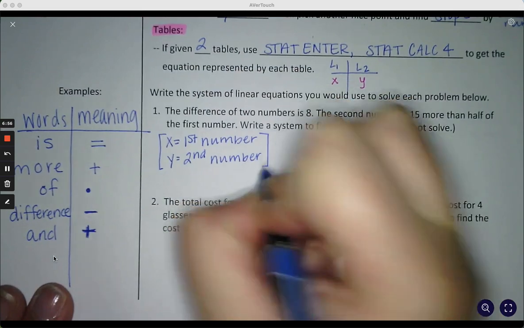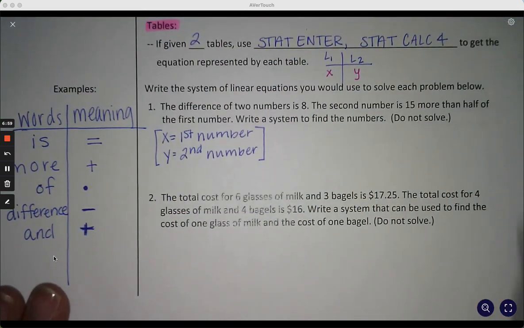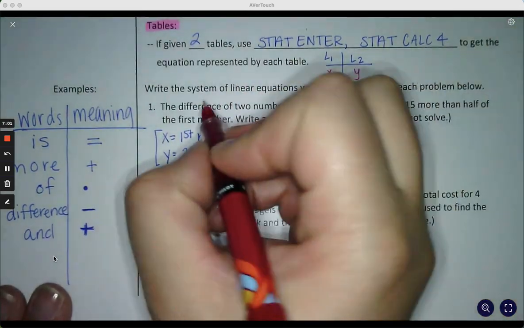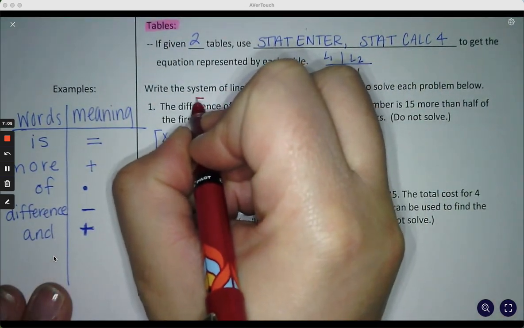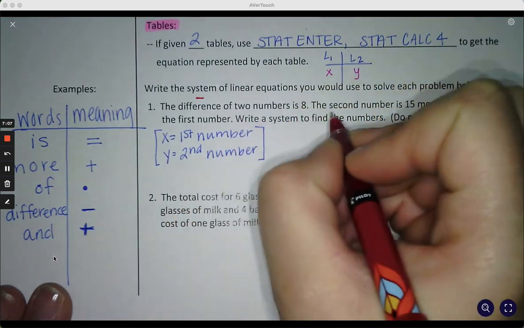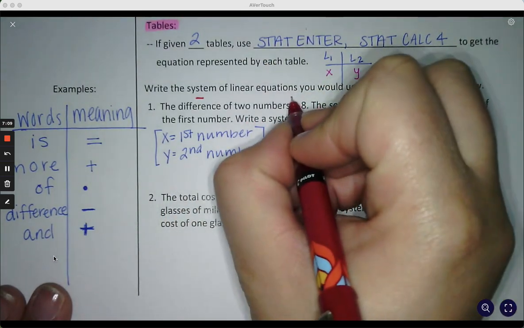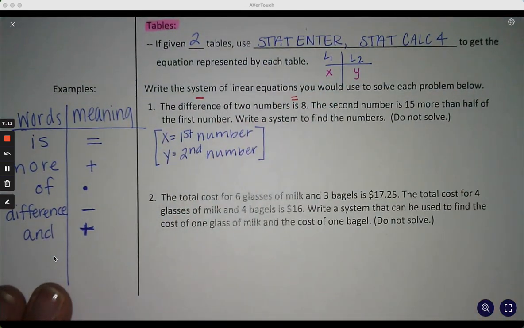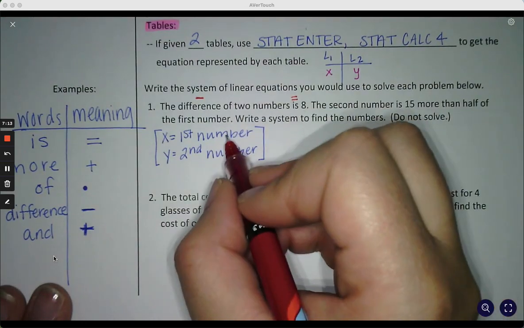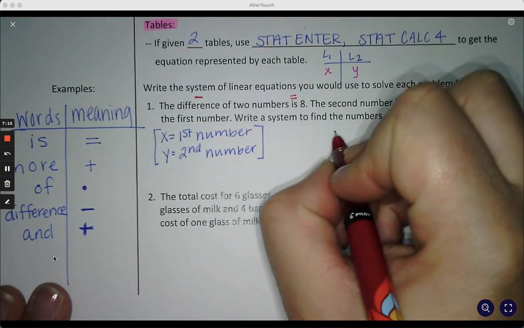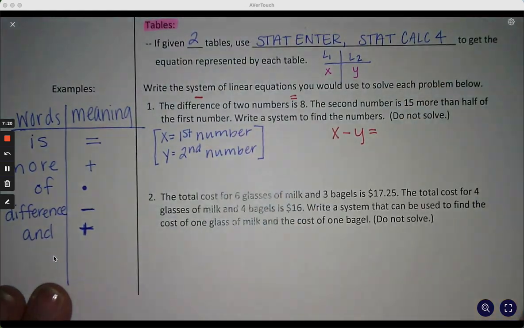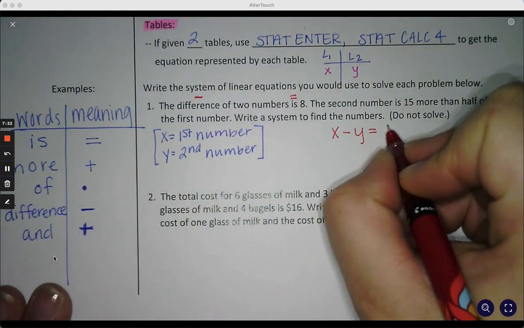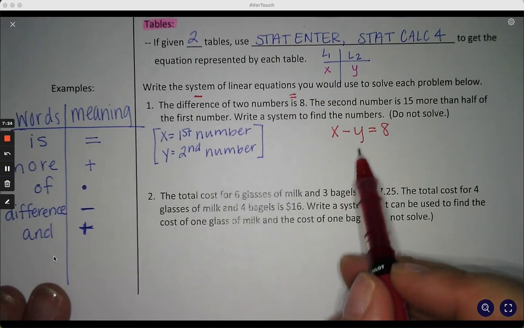So now that we know what we're looking at, let's look at the first sentence. The difference, so we already know from our table, difference means subtract, of two numbers is 8. So the difference of two numbers, so we know we have a first number and a second number, difference means subtract, is means equal, 8. So there's my first equation.